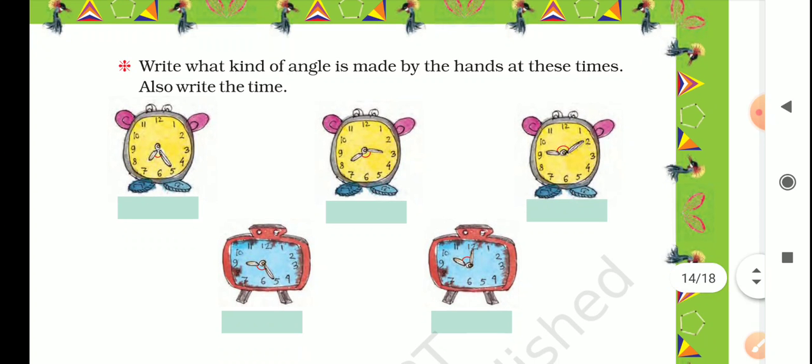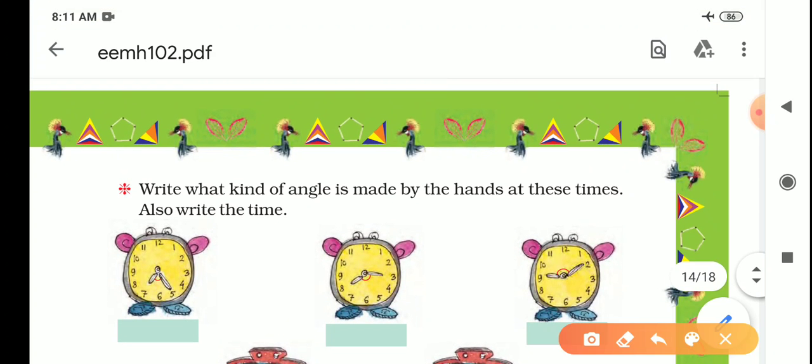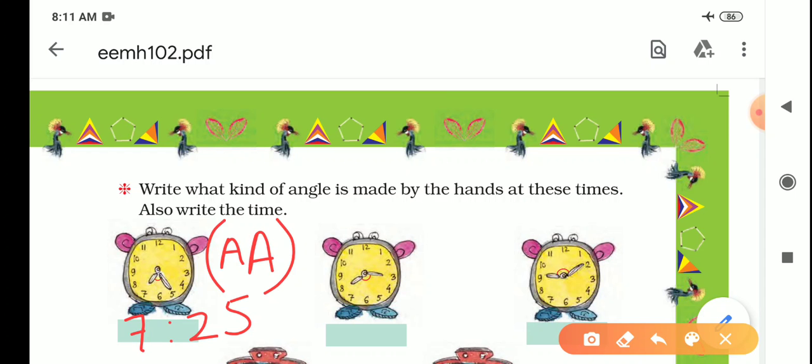So shall we start? First you have to write the timings. In our first clock, what is the timing? 7:25. So we will write here 7:25. And what kind of angle is this? This is an acute angle. So you can write here AA. There is no space, that's why I am writing in symbol form. You may write acute angle, or angle less than right angle.